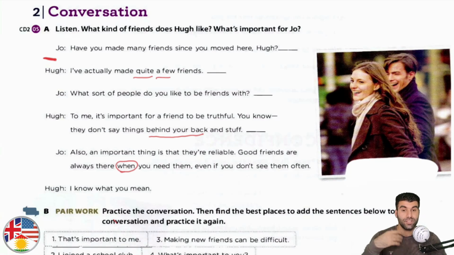Even if you don't see them often. Usually, I know what you mean.